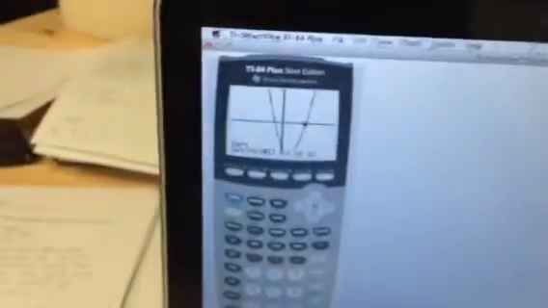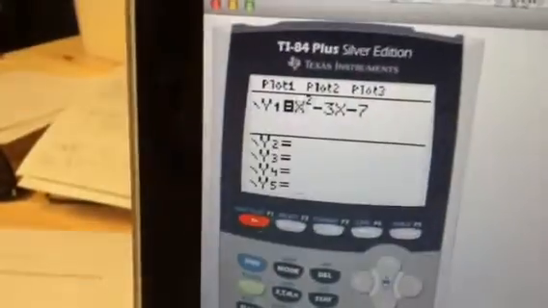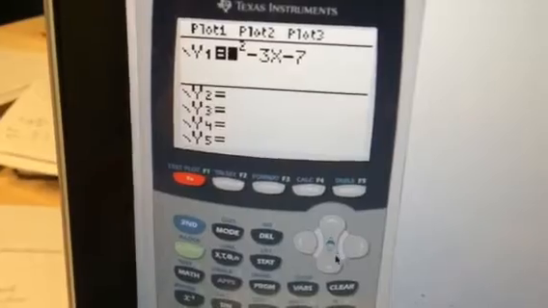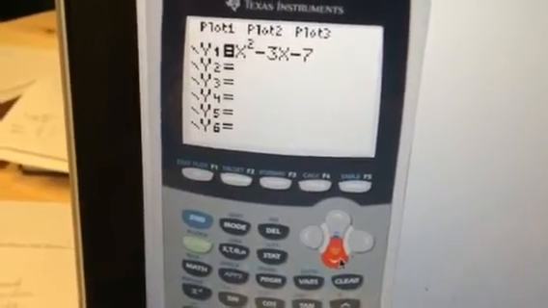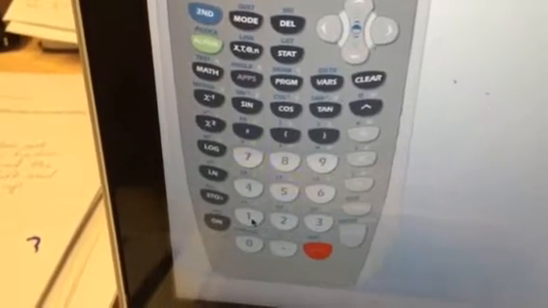Okay, so what I do with my calculator is I have the original function still in. I'm going to go to y equals, and for y2, I'm actually going to graph the value that I'm looking for. I'm looking for the y value to be negative 1.38.